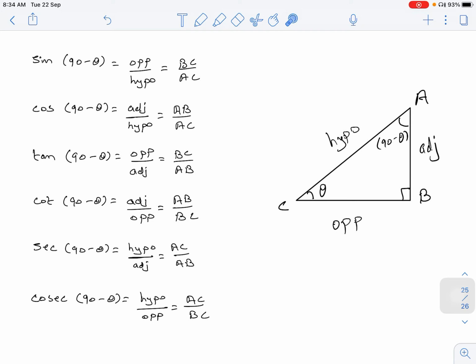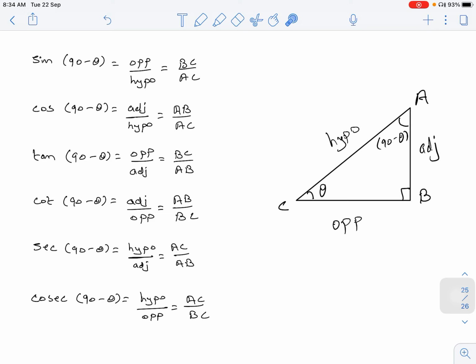Again, same as before, we are going to find our trigonometric ratios for the given angle. Sine 90 minus theta is opposite upon hypotenuse, so it will become BC upon AC. Then cos 90 minus theta is adjacent upon hypotenuse, that is AB upon AC. Then tan 90 minus theta is opposite upon adjacent, so that is BC upon AB. Next we have cot 90 minus theta.